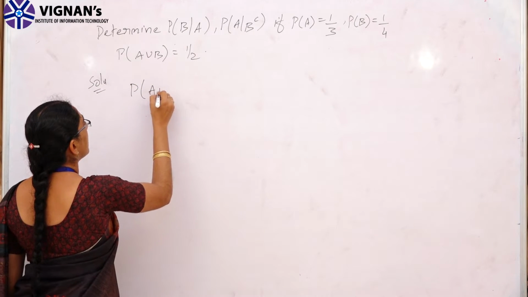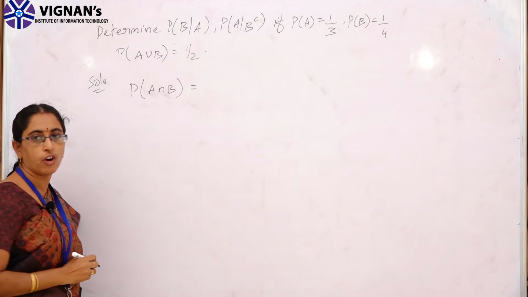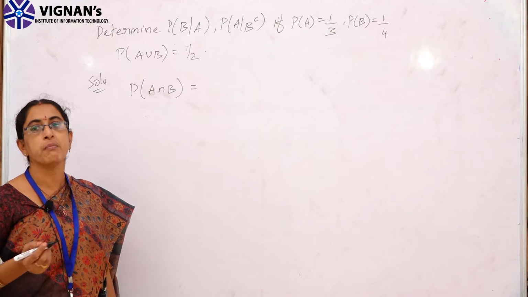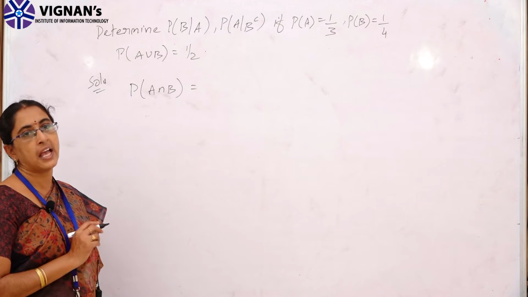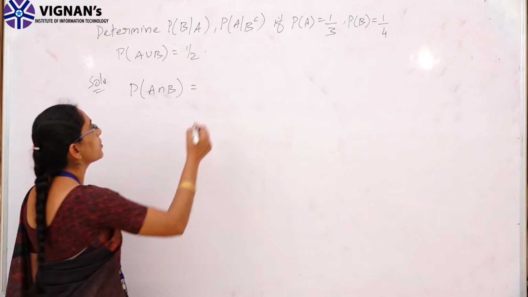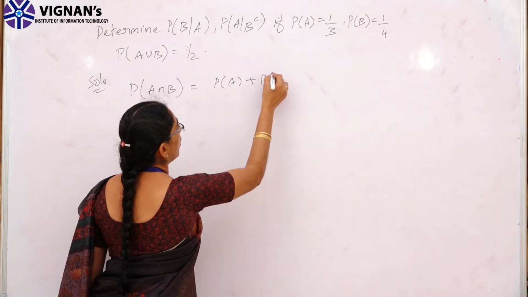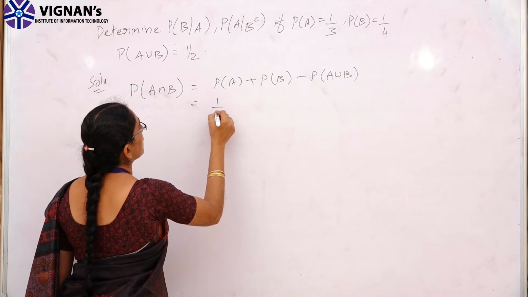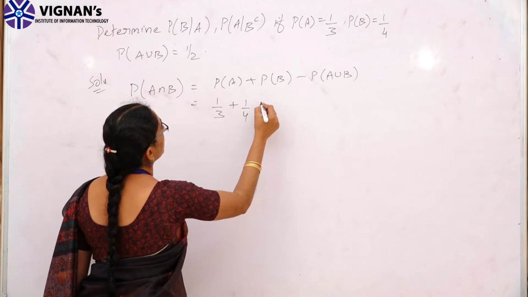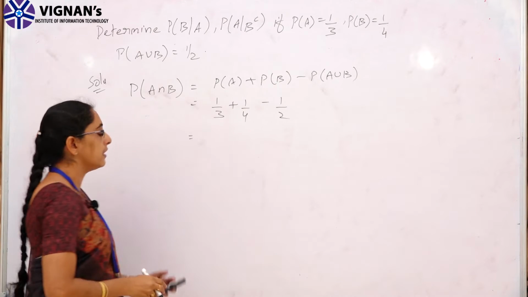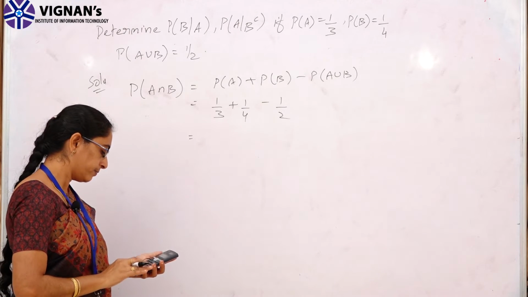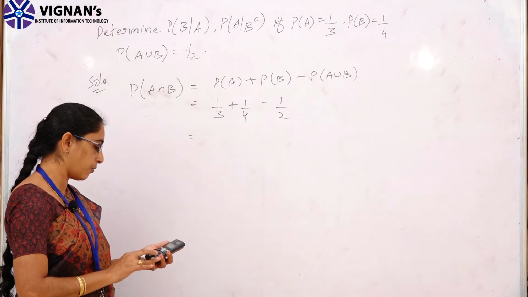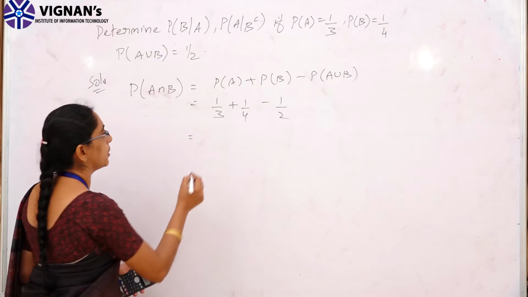So probability of A intersection B is given by the formula. We know the formula that probability of A union B is P of A plus P of B minus P of A intersection B. Now here we have to find the P of A intersection B. So it is P of A plus P of B minus P of A union B. So P of A is 1 by 3, P of B is 1 by 4, minus 1 by 2. So here the value is 1 by 3 plus 1 by 4 minus 1 by 2, it is 0.0833.